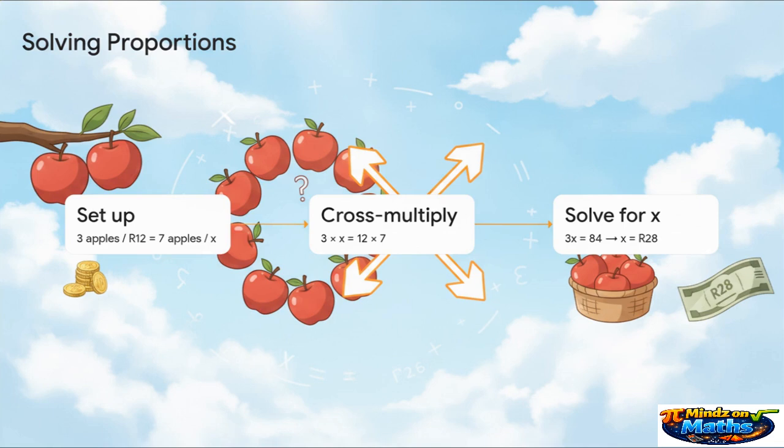And to solve this, we use a beautiful little trick called cross multiplication. We multiply diagonally, so 3 times x equals 12 times 7. That gives us 3x equals 84. Divide both sides by 3, and x equals 28 rands. Now, as a quick real-life check, 28 rands for 7 apples feels maybe a little expensive, but rest assured the math works out perfectly.